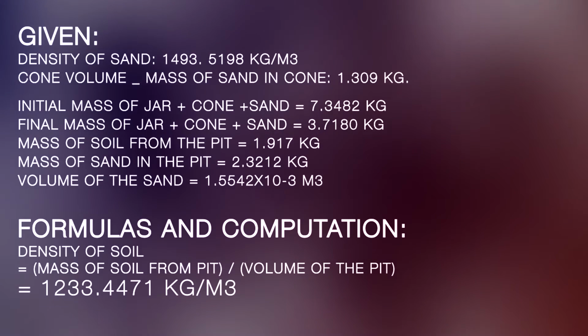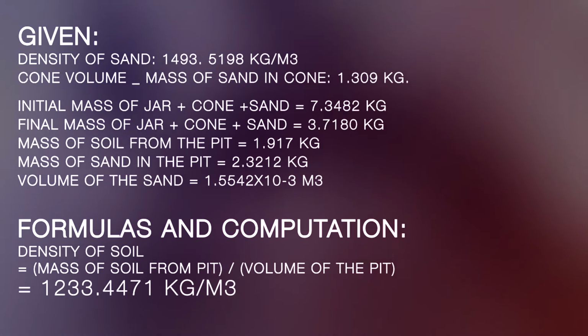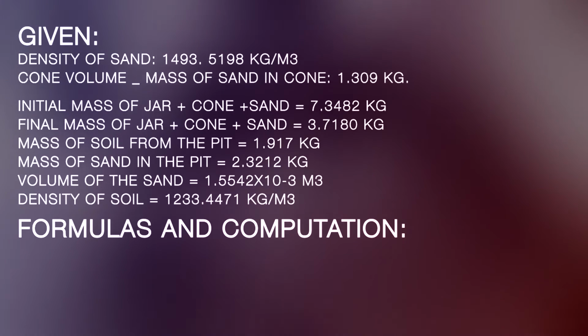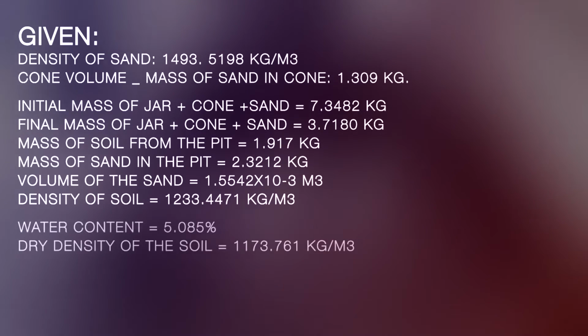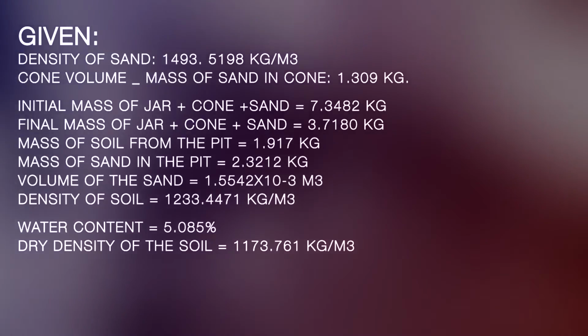Density of soil is equal to mass of soil from the pit over volume of the pit, which is equal to 1233.4471 kg per meter cube. Additional data is gathered: water content of the soil and dry density.